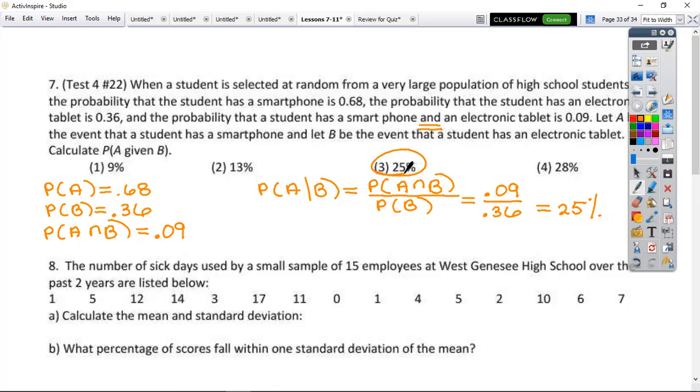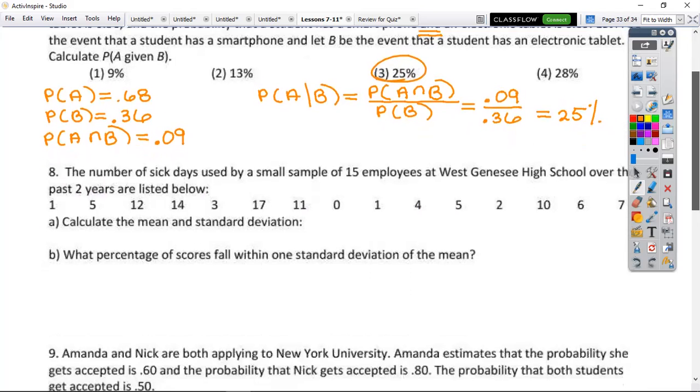Okay. All right, so number 8. And this finally gets at your question. The number of sick days used by a small sample of employees over the past 2 years is listed below. Calculate the mean and the standard deviation. So this is finally a calculator one.